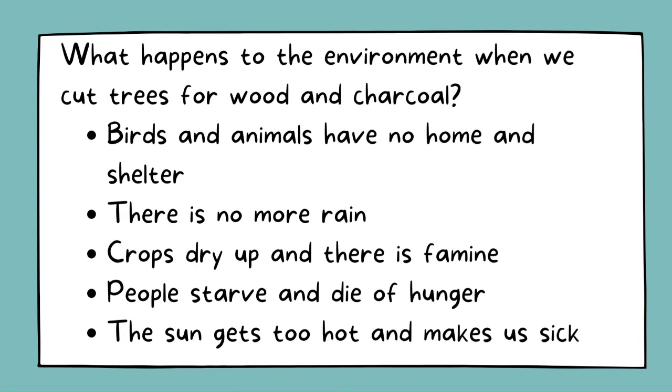What happens to the environment when we cut trees for wood and charcoal? There are several things that happen. Birds and animals have no home and shelter to go to, which is really sad. There is no more rain or the amount of rain reduces. Trees tend to attract rain, and when we cut them down, we reduce the amount of rain. Crops tend to dry up and there is famine. And when there is famine, people starve and die of hunger. Also, the sun gets too hot and we have no shade, and that can make us sick.